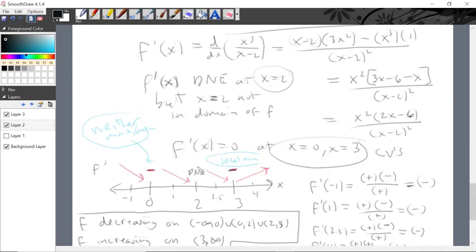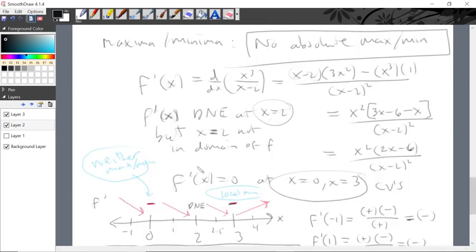Okay, let's continue then with our function. We had a derivative right here, x squared times 2x minus 6 over x minus 2 quantity squared.